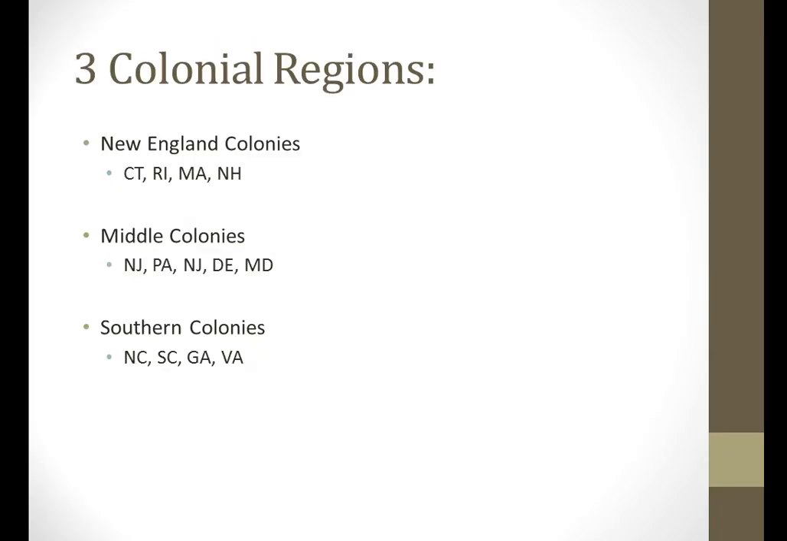Okay, so the three key colonial regions, we've got New England. Right up there, we've got the middle, and we've got the southern. Okay, New England colonies are Connecticut, Rhode Island, Massachusetts, and New Hampshire. Middle colonies are New Jersey, Pennsylvania. Whoops, that's supposed to be a Y for New York. Delaware, and Maryland. So New Jersey, Pennsylvania, New York, Delaware, Maryland. Then the southern colonies were North Carolina, South Carolina, Georgia, and Virginia. Now, originally, the Carolinas were just one thing. They were just Carolina. They split later on, but we'll talk about that when that happens.